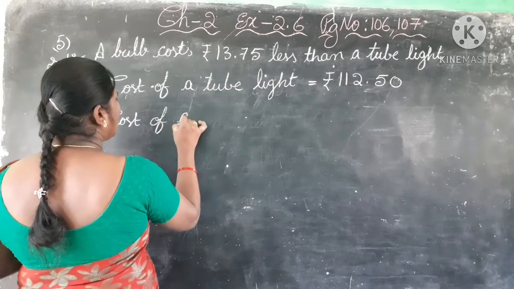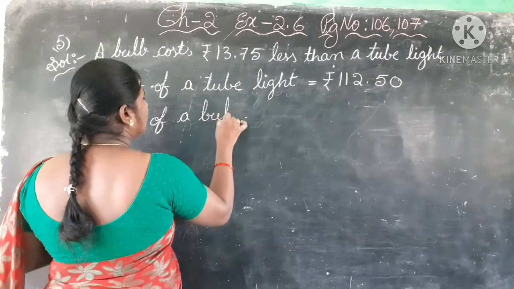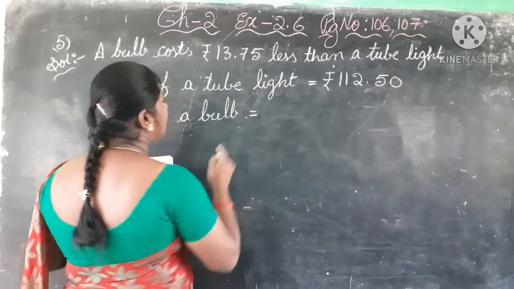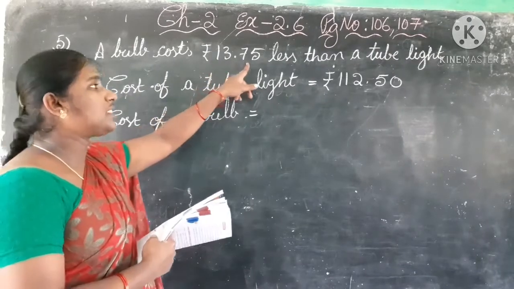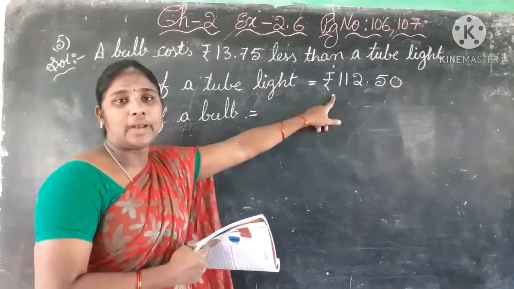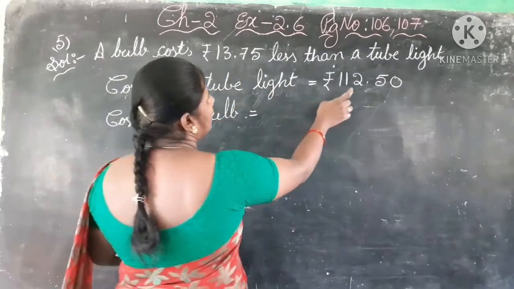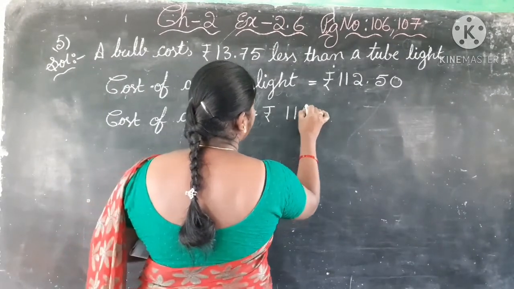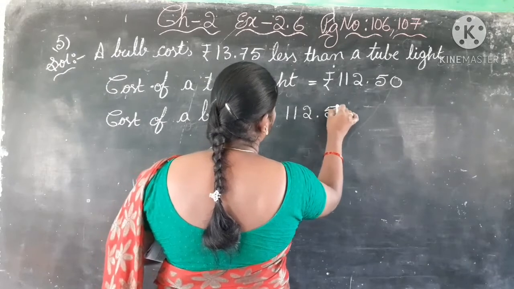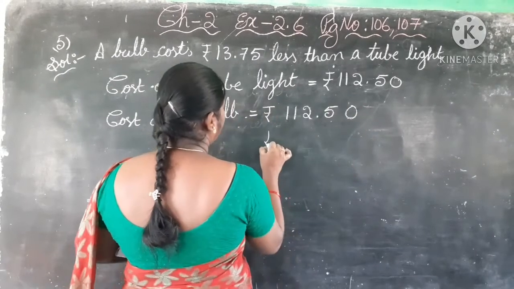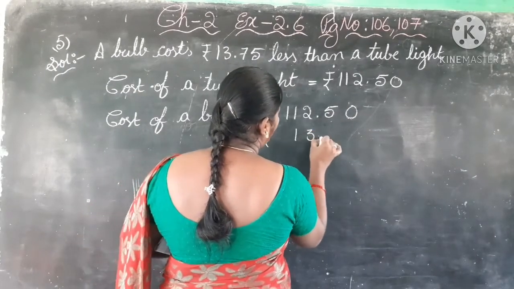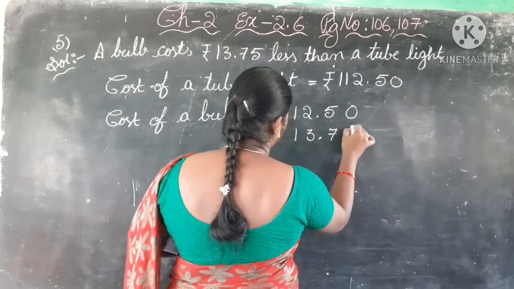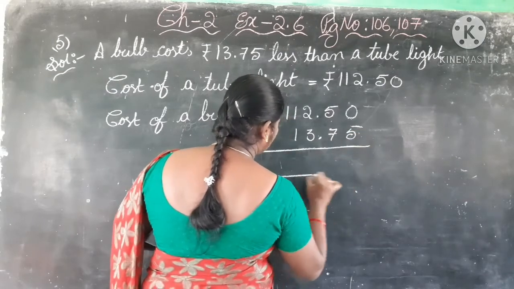Cost of a bulb. This bulb cost is 13 rupees 75 paise less than this tube light cost. So we have to subtract 13.75 rupees from 112.50 rupees. Do the subtraction of these two.